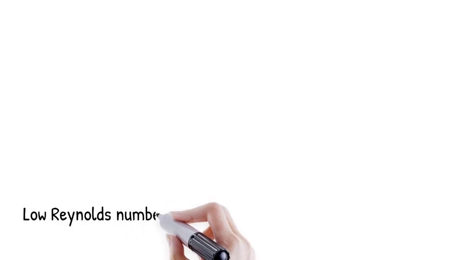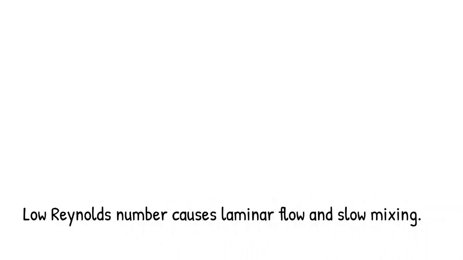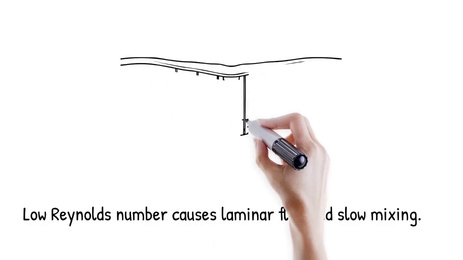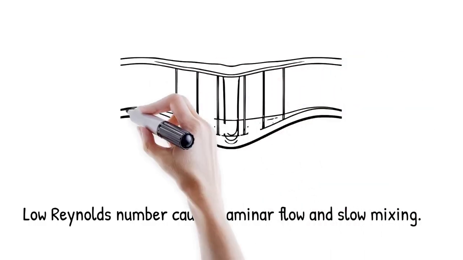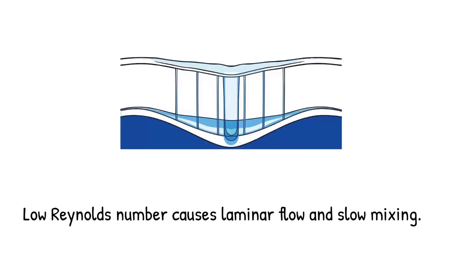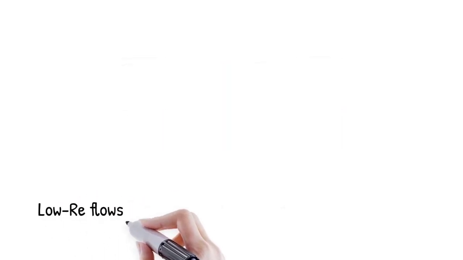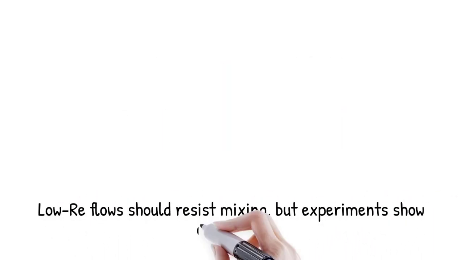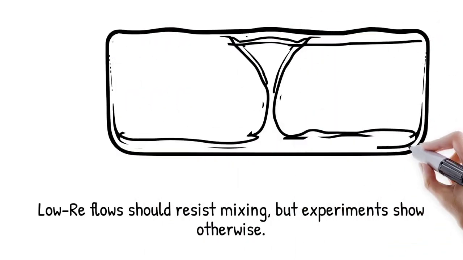In microfluidics and small-scale systems, the Reynolds number, Re, is far below 1. At such low Re, inertial forces are negligible compared to viscous forces. This makes flows laminar, with fluid layers sliding smoothly past one another. Classical theory predicts that mixing is extremely slow, relying only on molecular diffusion. No turbulence is present to stir the system. As a result, low Re flows should resist mixing and preserve sharp concentration gradients.